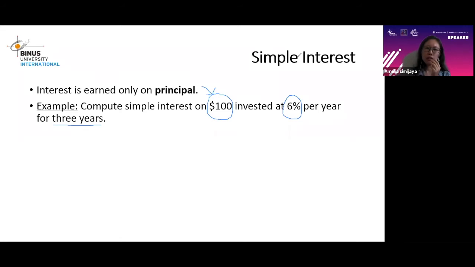Okay, so let's see how it goes. First year, the interest is $6. Can anyone figure out how to get this $6? $100 times 6%. Yep, of course. It's very easy, simple math. You have $100, the interest is 6%, and then your interest at the end of year one is $6. So here you got an idea of how to calculate interest. You just multiply the rate of interest with the principal.